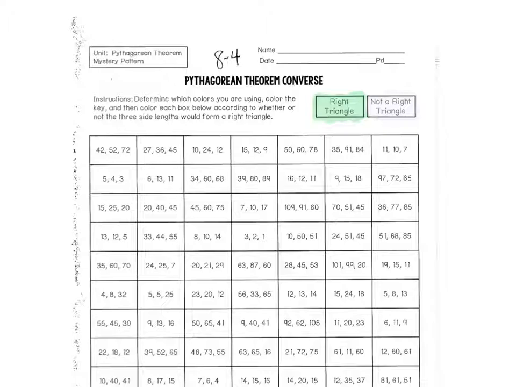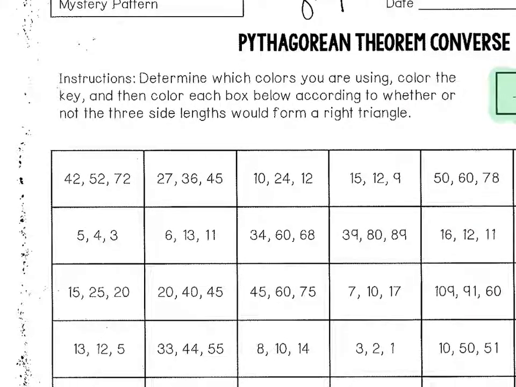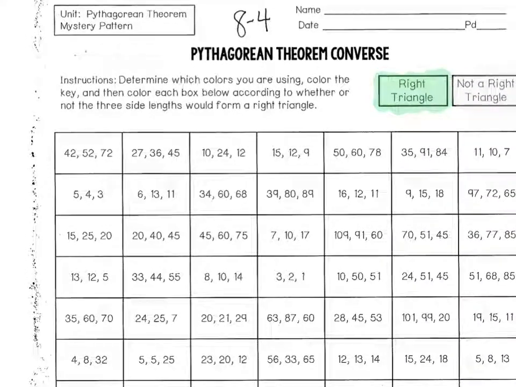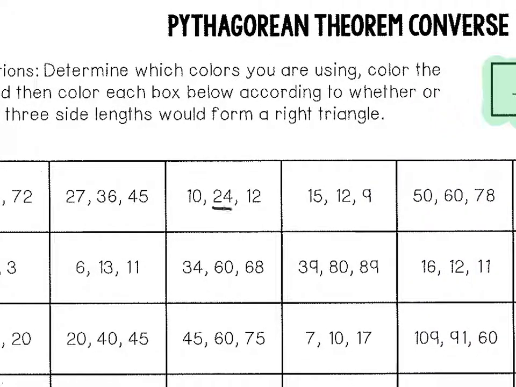Just remember, when you look at these lists of numbers, your largest number is your C. Okay, so it doesn't always go in order. Like look at this third box, 10, 24, and 12. What's your biggest number? 24. So that's your C. This is your A, this is your B. Okay, it's not always going to be in perfect order.